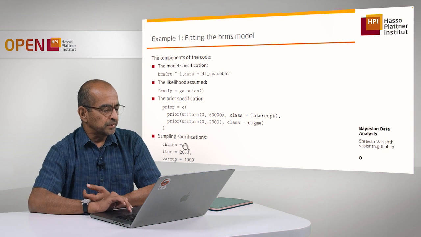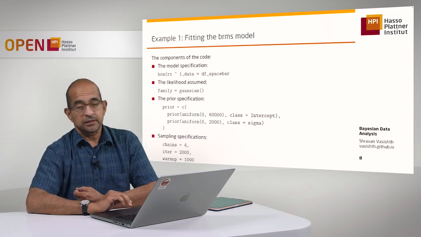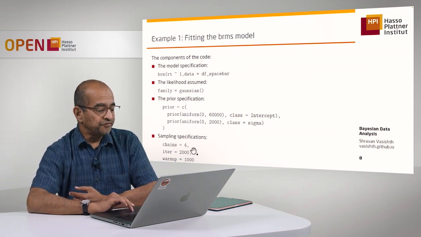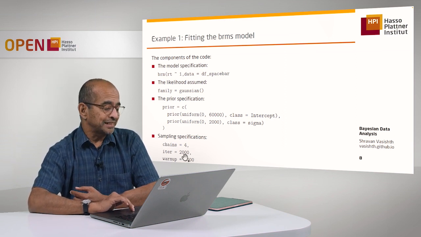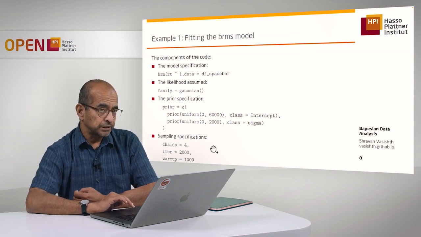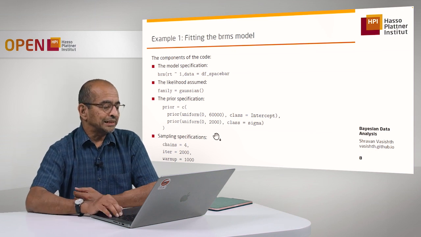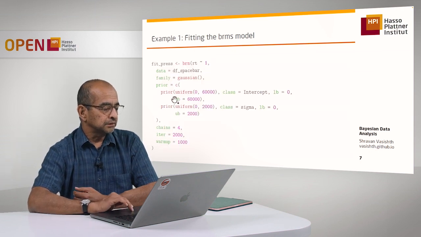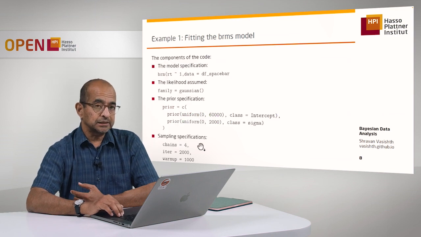So let's focus on this part of the input, where you have to define chains, how many chains you have. The default in BRMS is 4, and you also have to define how many iterations you're going to have. The default is 2000, and you also have to define the warm-up, and the default value is 1000. You could actually drop these three terms from this command because these are the default values anyway. But let me quickly explain what these things are doing.